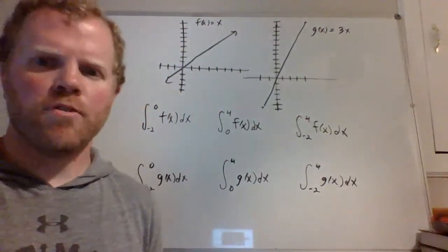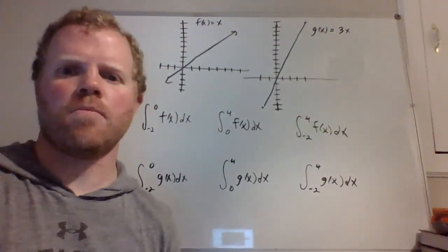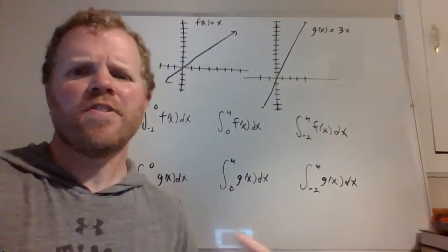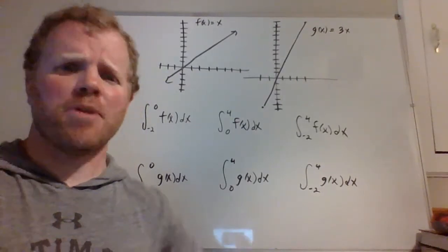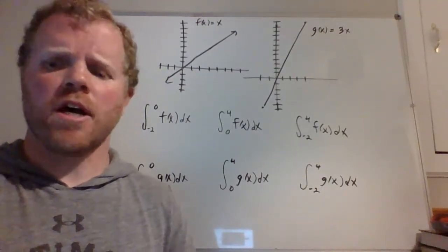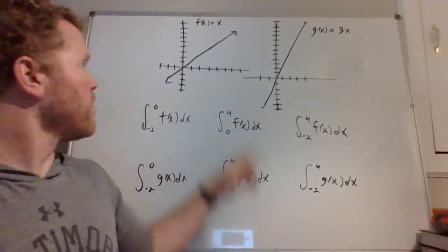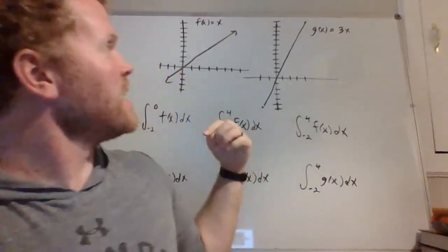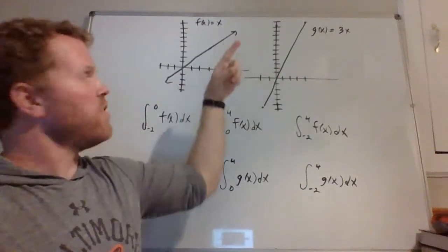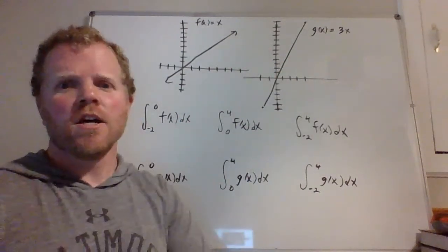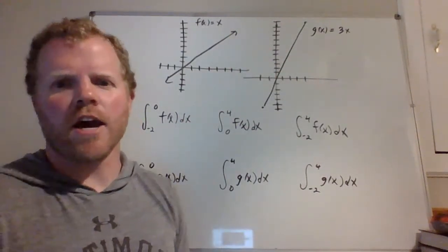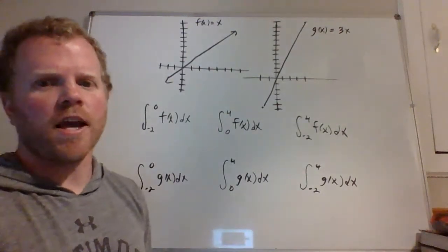Okay, let's move on to page 2 of our properties of integrals thing. You've got two graphs on that page and then a bunch of little integrals on the bottom. So let's walk our way through this. The first function you've got is f of x equals x. That's graphed right here. And you've got g of x equals 3x. Those are cleaner and prettier on the handout if you actually bothered to print that thing.